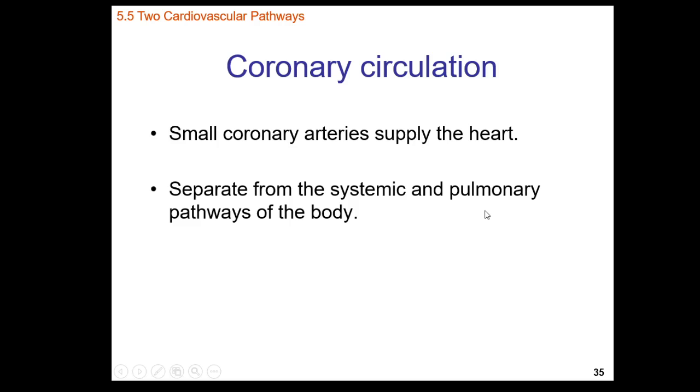There are two other specialized pieces of circulation we have to think about. We talked about coronary circulation when we looked at the heart, and how important it is that the heart itself has a great blood supply because it needs lots of nutrients and gases. And so it's actually got its own separate system from the systemic and pulmonary pathways to make sure that it's always getting the blood flow that it needs to keep the heart tissue itself functioning.